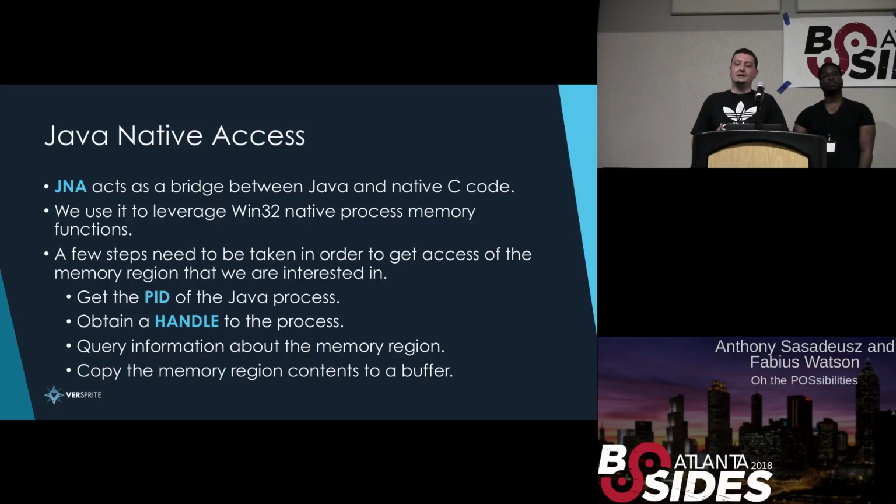We decided on C code because the Win32 API has very powerful process memory functionality included in it. But in order to do this, we had to take a few steps to set up the process to be able to get the JVM heap to our native side. First, we had to get the process ID of the Java process that we're living in, obtain a handle to that process, query the information about the memory region that we're interested in, and then finally copy that memory region, which is the JVM heap, to a buffer.